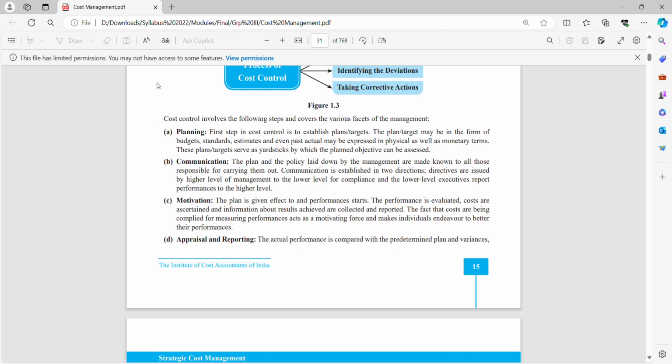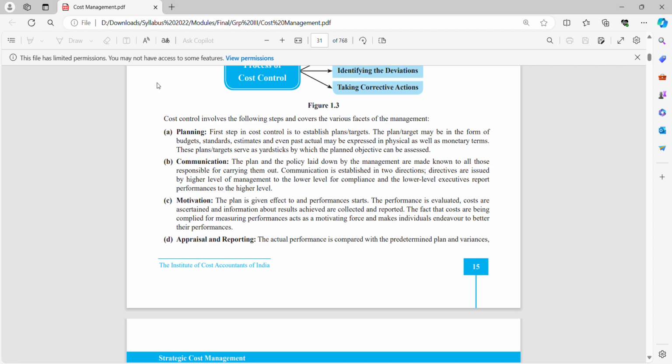Then we have planning, communication, motivation, appraisal, and reporting. What is planning? The first step in cost control is to establish plans or targets. The plans or targets may be in the form of budgets, standards, estimates, and even past actuals, expressed in physical as well as monetary terms. These plans or targets serve as a yardstick by which the planned objective can be assessed. So we need to plan. I'll set the target as 1 lakh.